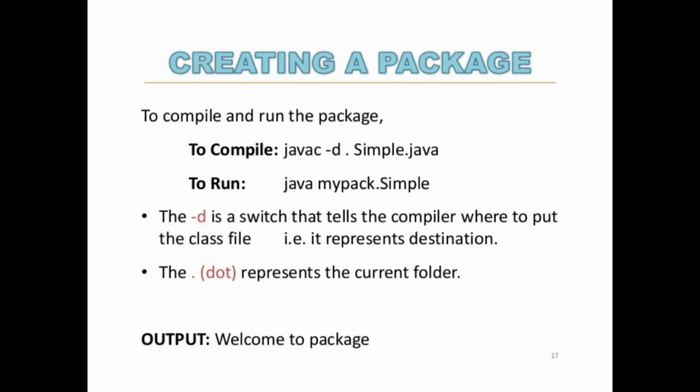To compile the package: javac -d . Simple.java. To run: java mypack.Simple. The -d is a switch that tells the compiler where to put the class file. That is, it represents the destination. The dot represents the current folder. The output is welcome to package.